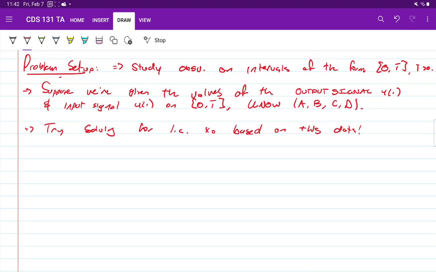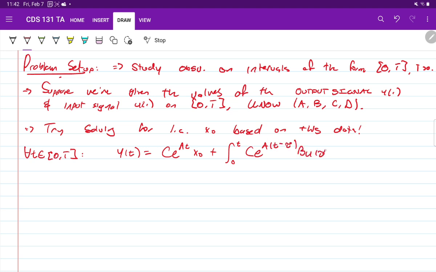Well, first I'm going to write out the definition of the I/O map. So I know that for all time t in [0, t], I'm going to satisfy y(t) = C e^(At) x0 plus the integral from 0 up until t of C e^(A(t - τ)) B u(τ) dτ, plus D u(t). This is just the formula for the I/O map.